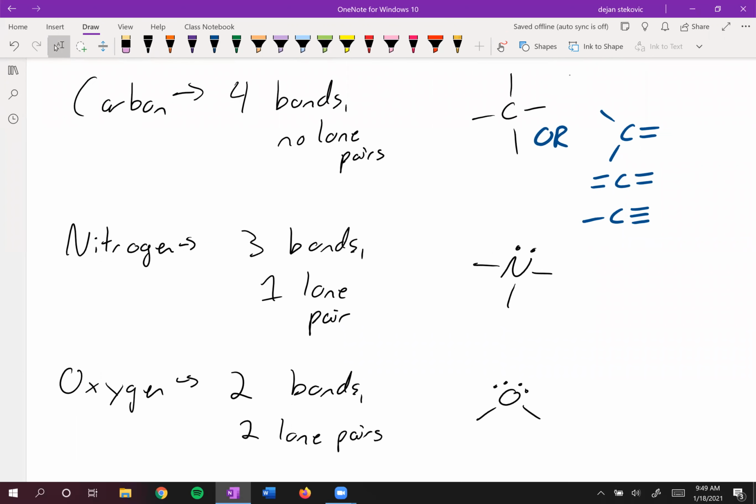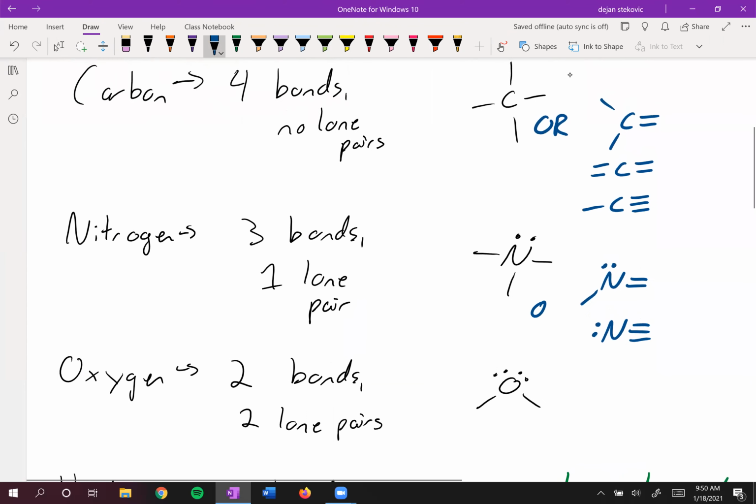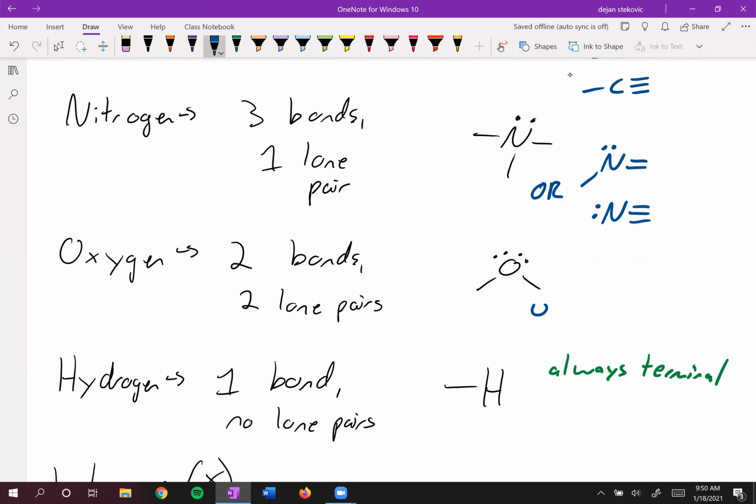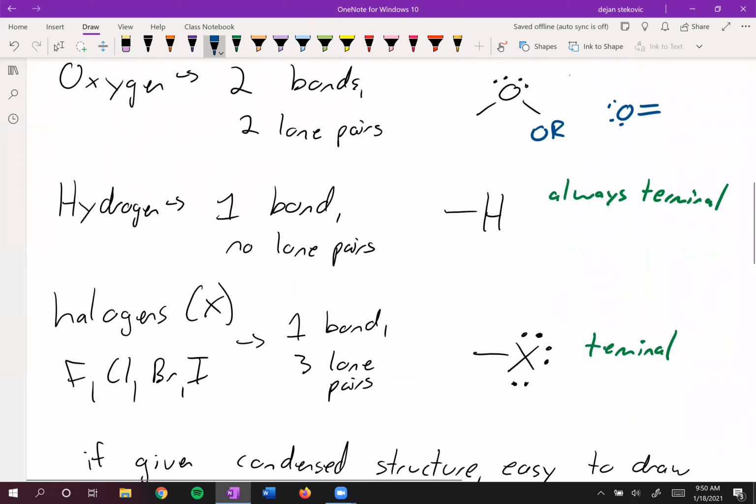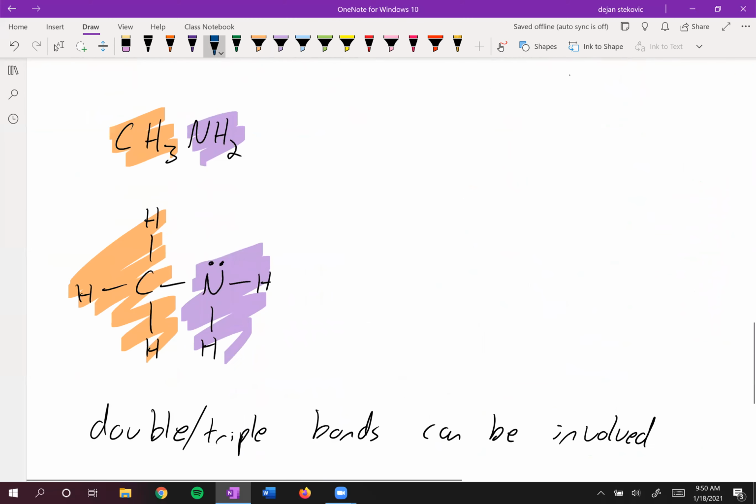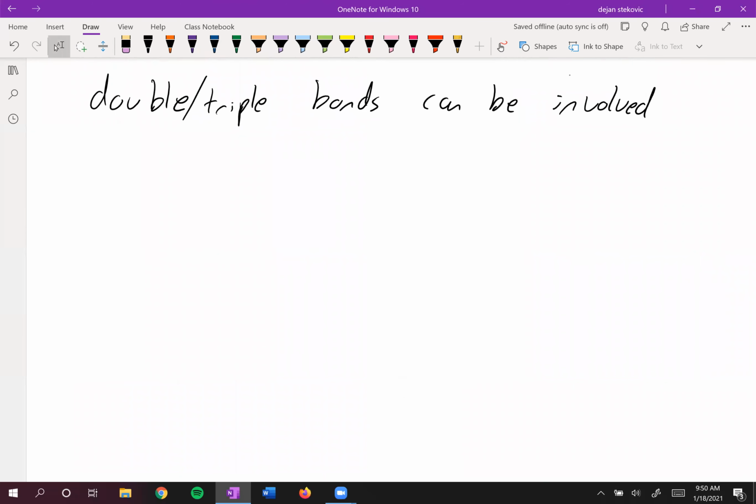Same with nitrogen here. Maybe nitrogen has 3 single bonds and a lone pair, or maybe nitrogen has 1 double bond, 1 single bond, and a lone pair, or maybe nitrogen has 1 triple bond and a lone pair. Same with oxygen. Maybe it has 2 bonds and 2 lone pairs, or maybe it has 1 double bond and 2 lone pairs. Either way, you can see that we have 4 bonds or 8 valence electrons. Hydrogen and the halogens always have a single bond. Can't really make that a double or a triple bond for obvious reasons.